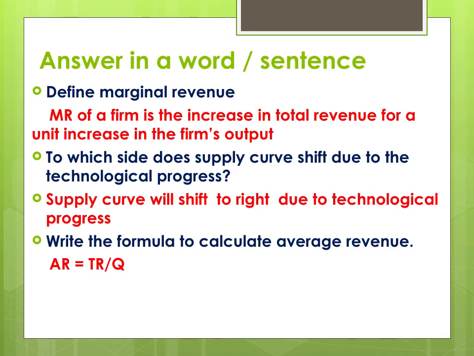Write the formula to calculate average revenue. The average revenue is calculated by the following formula. AR is equal to TR, which is total revenue, divided by the quantity.